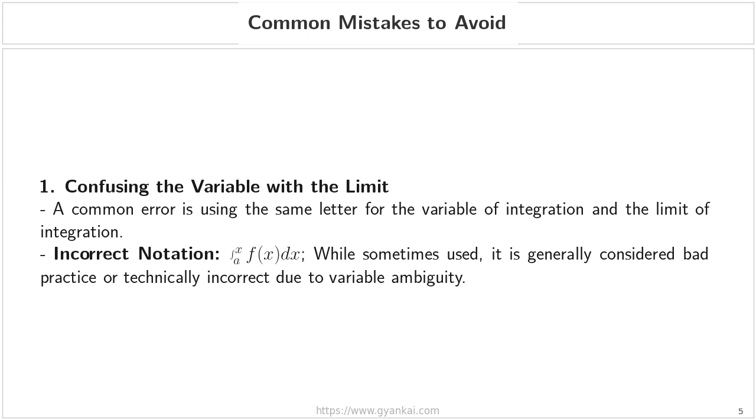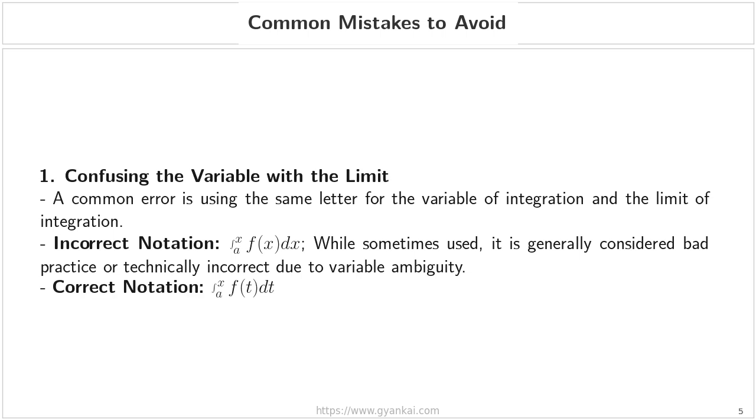It gets confusing. The correct way to write this would be integral from a to x of f of t dt. Notice how we've replaced the second x with t. Now, t is only the variable of integration, and x remains solely as the upper limit. This makes everything much clearer and avoids any mathematical confusion. Remember, we established earlier that the name of the variable doesn't matter for a definite integral, so switching to t doesn't change the value.